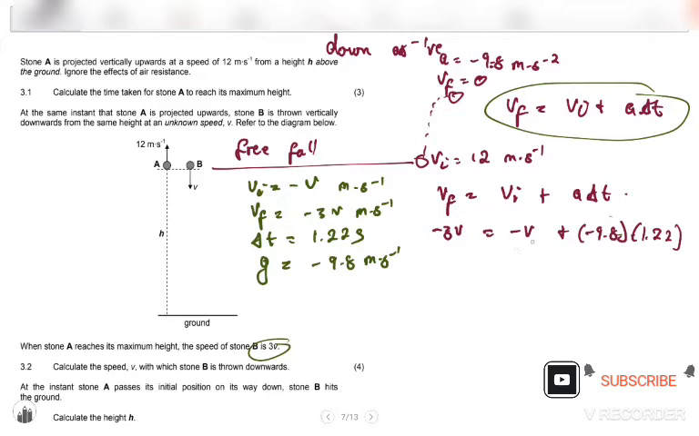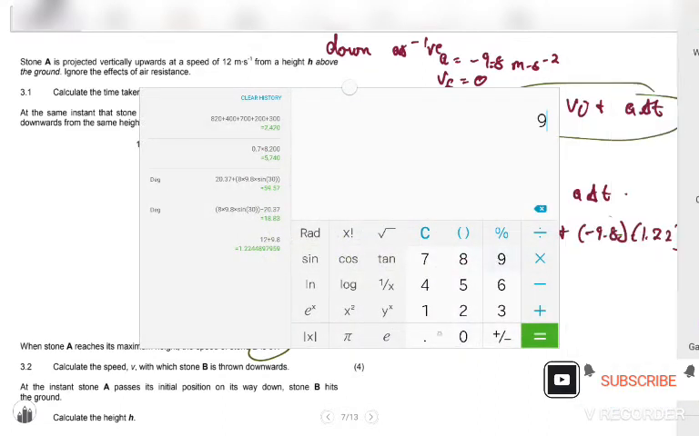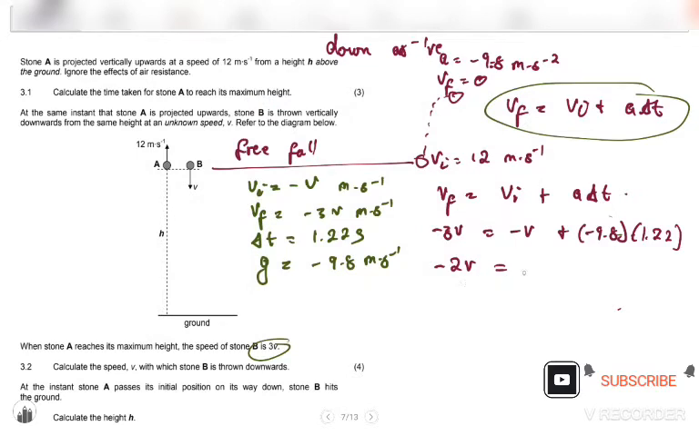So here you take this to the other side, and minus 3v plus v is going to be minus 2v, which is equal to this, and that is going to give you minus something. So let's just do it. Our calculator is here, so we say 9.8 times 1.22, which gives us 11.95, which is the same as 12, because this was coming from 12, remember. So we can just say minus 2v is equal to minus 12, right? So what's v? v is equal to this divided by 2, which is 6 meters per second.